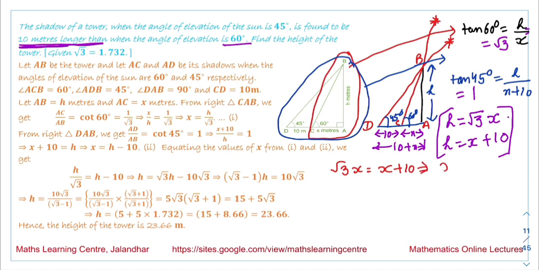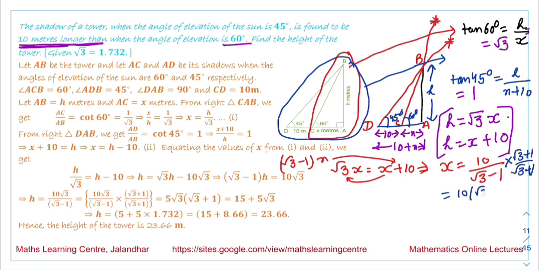So this gives us x is equal to, when we shift this term to this side, root 3 minus 1 times x, that is equal to 10 over root 3 minus 1. The value we are obtaining over here, I am writing it again, is 10 over square root 3 minus 1. When we rationalize this term, we multiply by root 3 plus 1 over square root 3 plus 1. So the answer we are getting is 10 times square root 3 plus 1 over 3 minus 1.